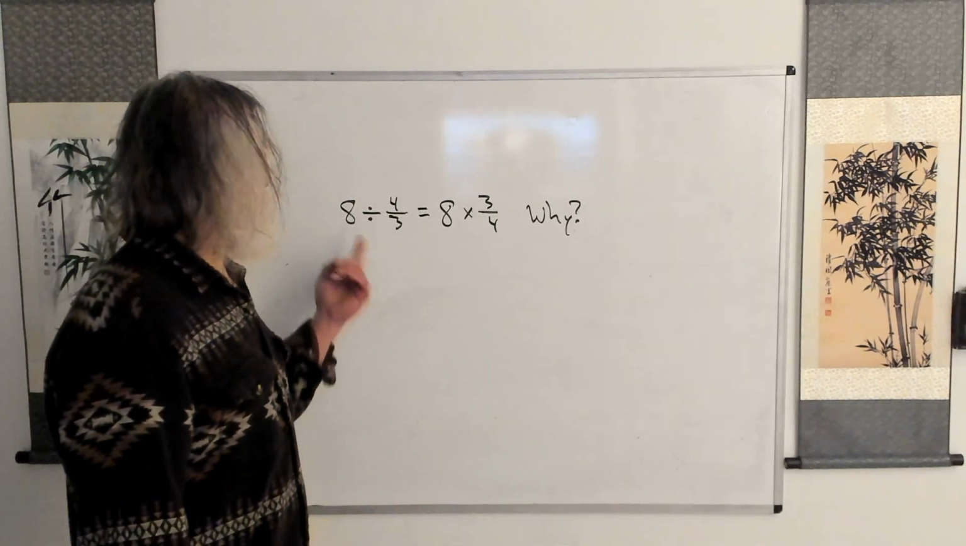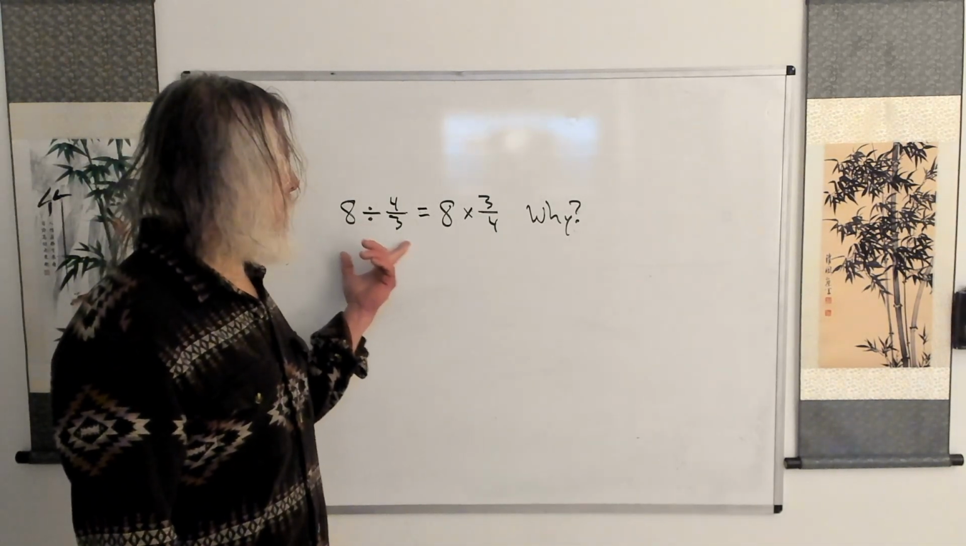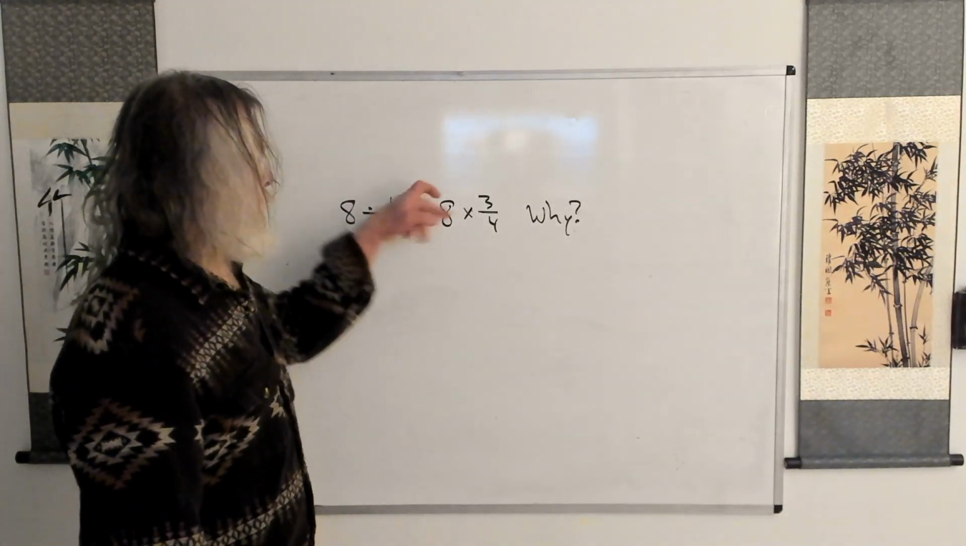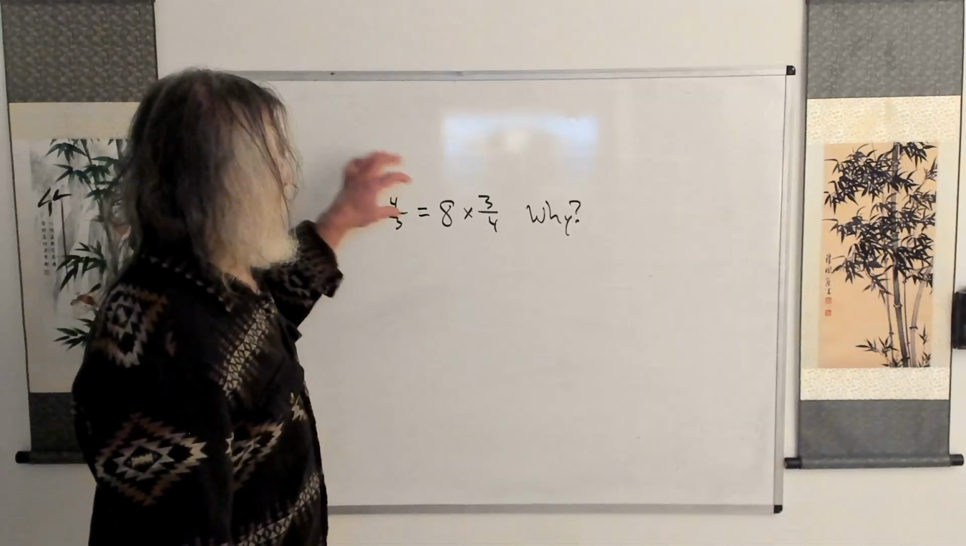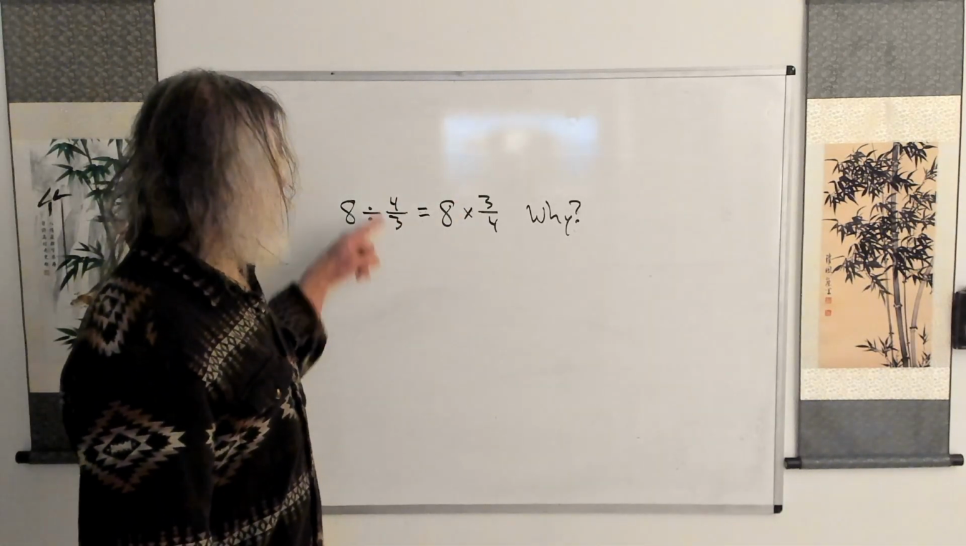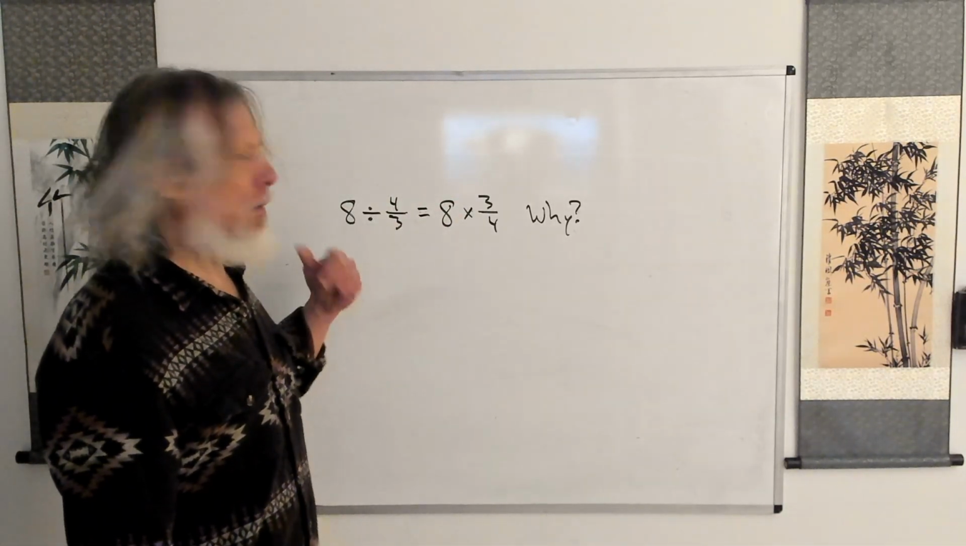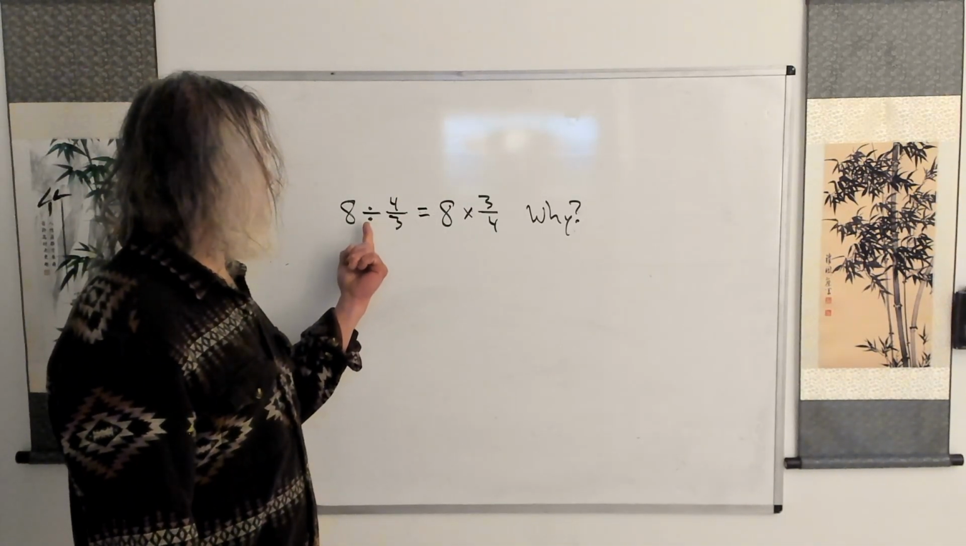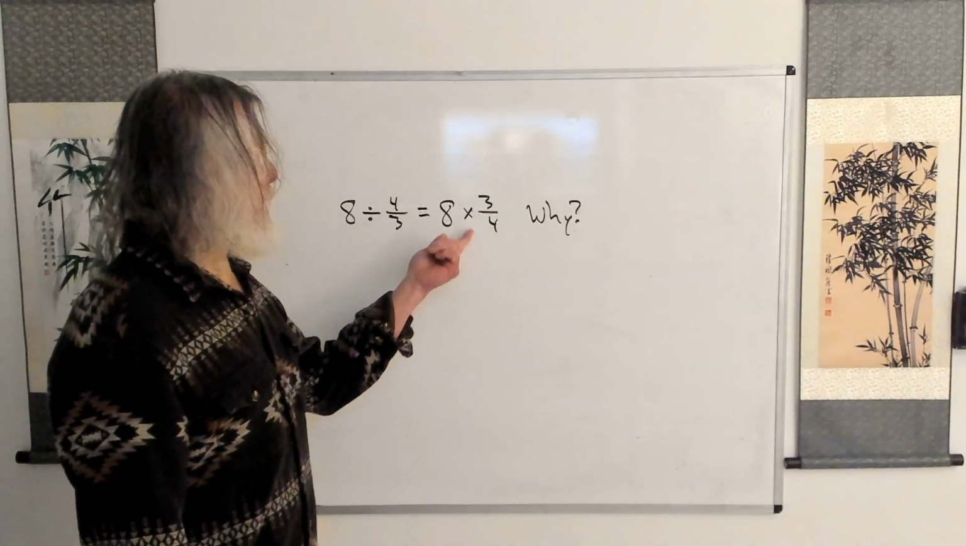So, when we're dividing by a fraction, we're told that we can flip and multiply. Flip it upside down. 3 goes on top, 4 goes on bottom since it's flipped, like doing a cartwheel. Instead of dividing by a fraction, we can flip it and multiply. Why?